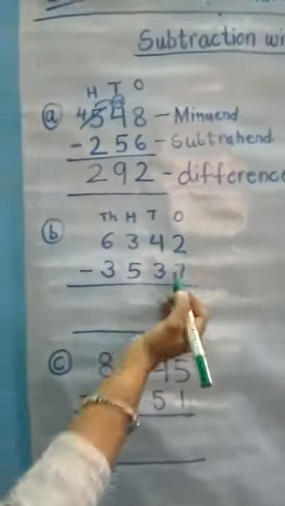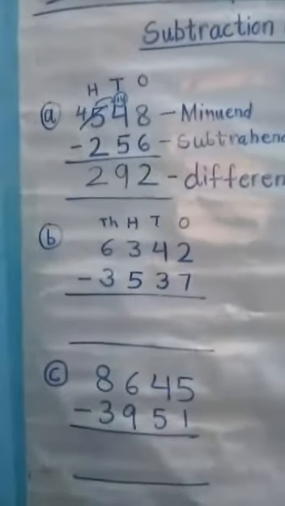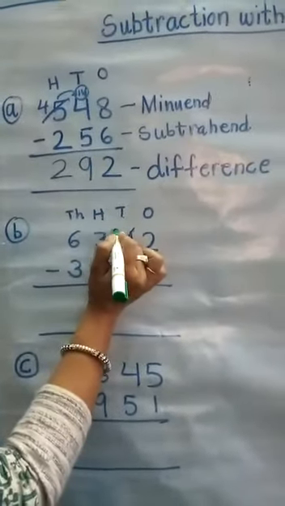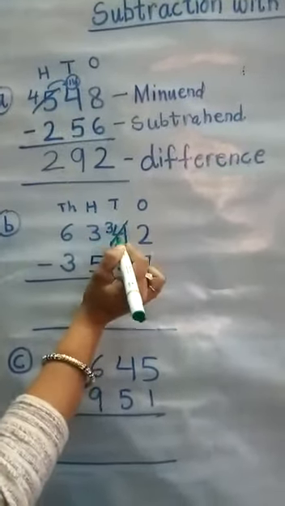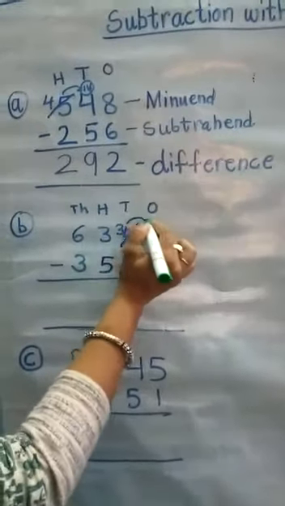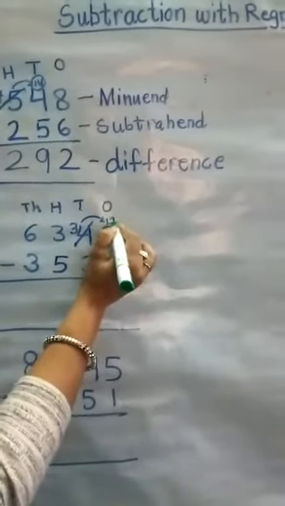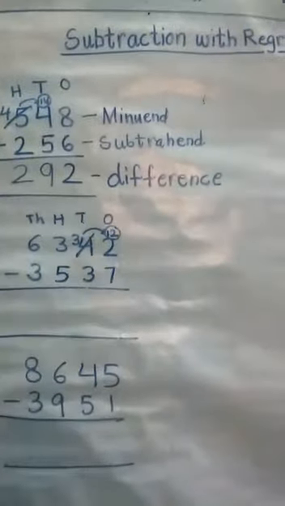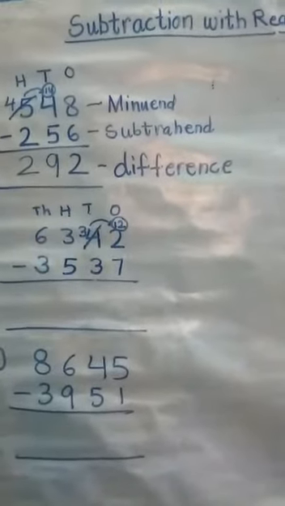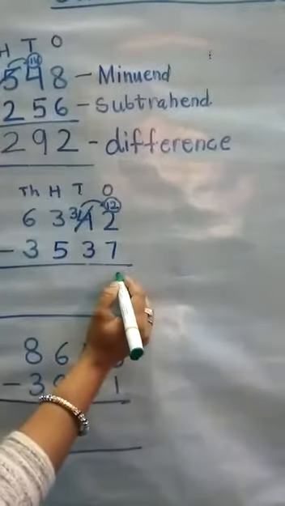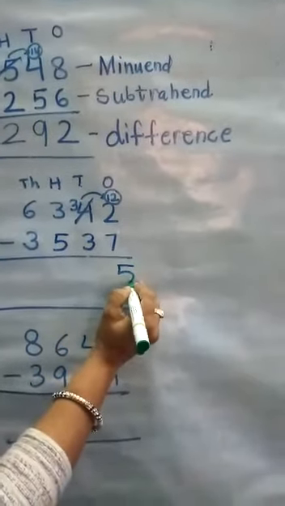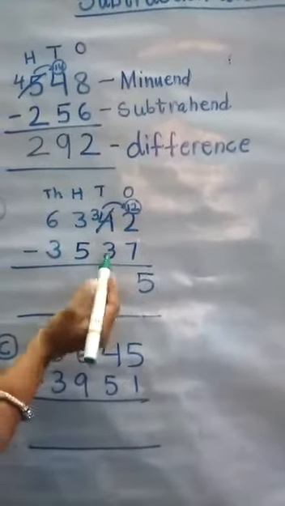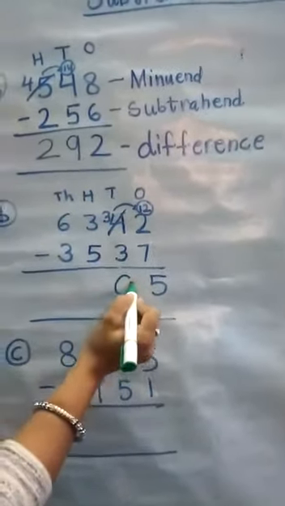So we are not able to deduct 7 from 2. In this case what we have to do is take help from tens. So 3 is remaining here when we take out 1 ten, and that 1 ten will come here and make 12. So it is easier to deduct 7 from 12. Now how many are left? 5. Now 3 minus 3, both are the same, so the answer is 0.